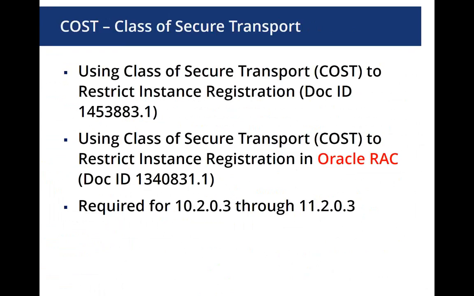And COST is a little bit more problematic to set up. There are a lot more setup steps. VNCR is very easy to set up, very capable with one or two lines. COST, especially in a RAC environment, takes a little bit more effort. There are these two Metalink notes, and both of these are about 5 to 10 pages long. So these are kind of bigger Metalink notes and take a little bit more time to get through.